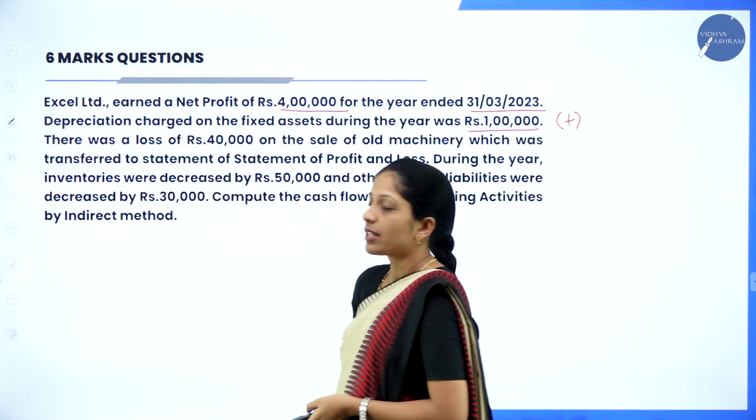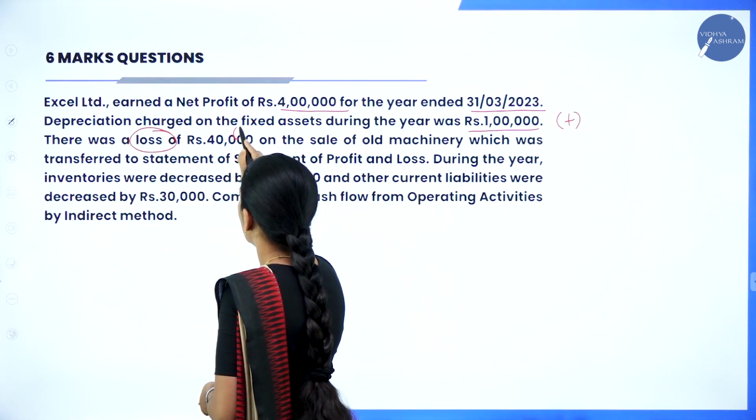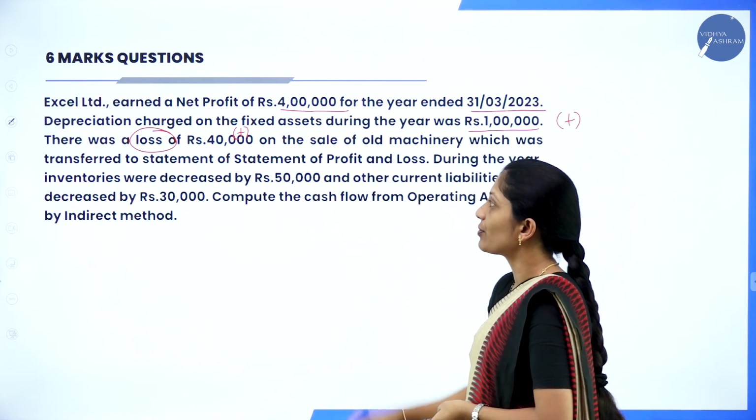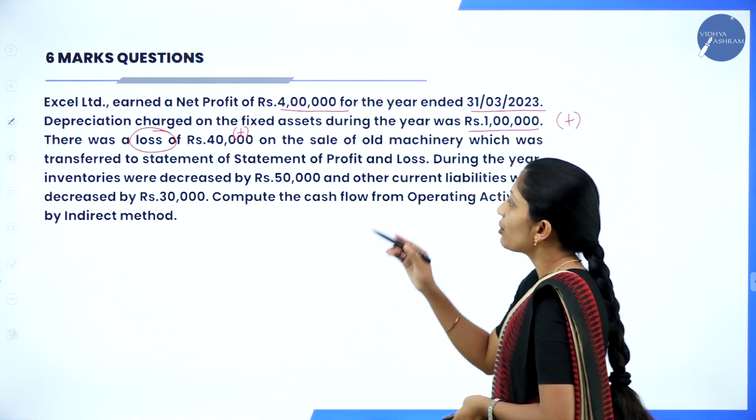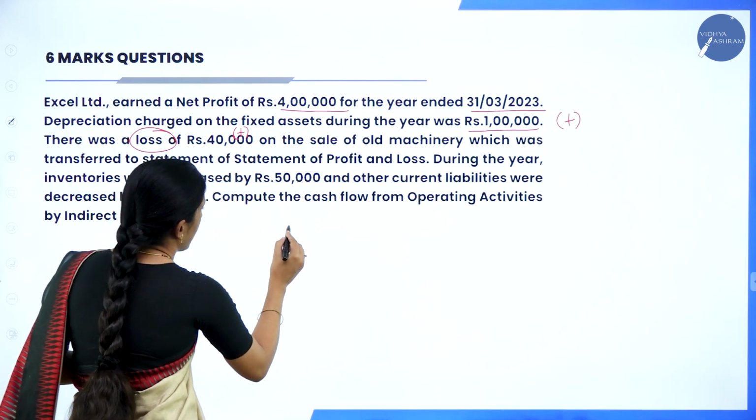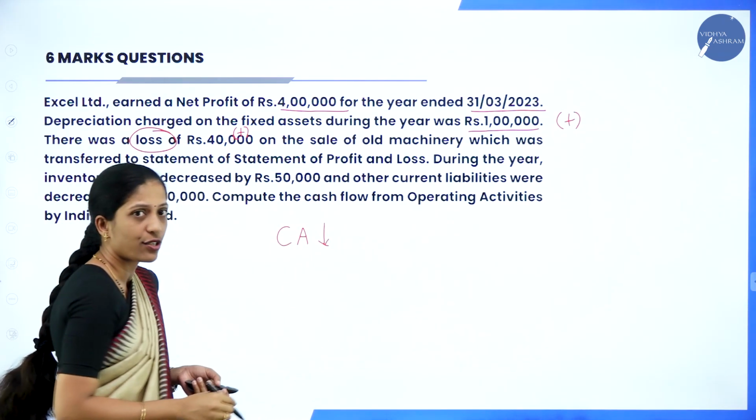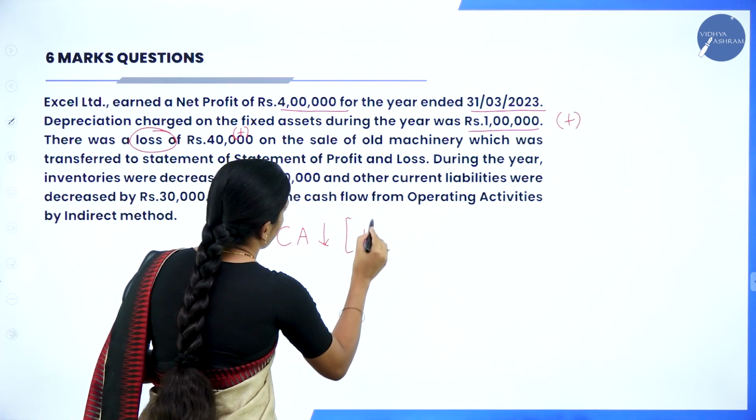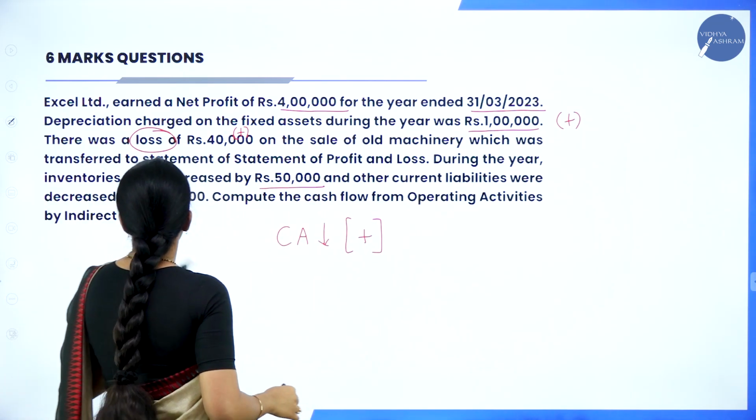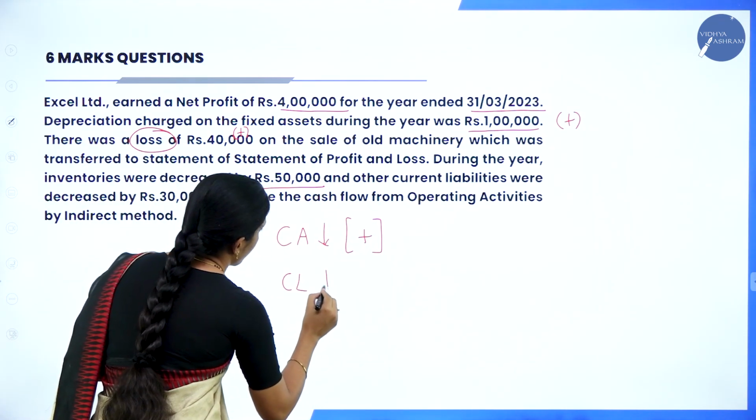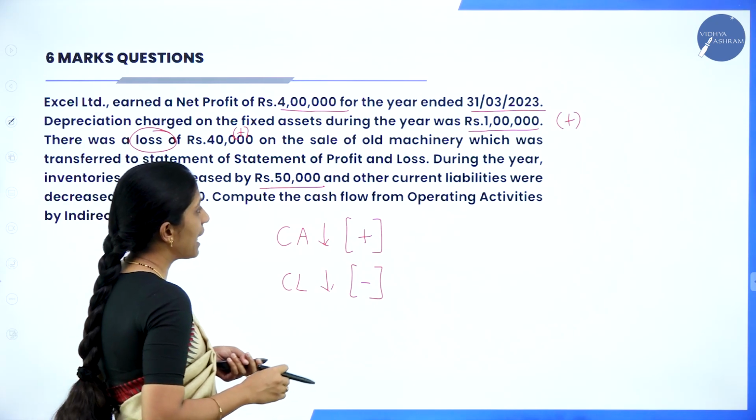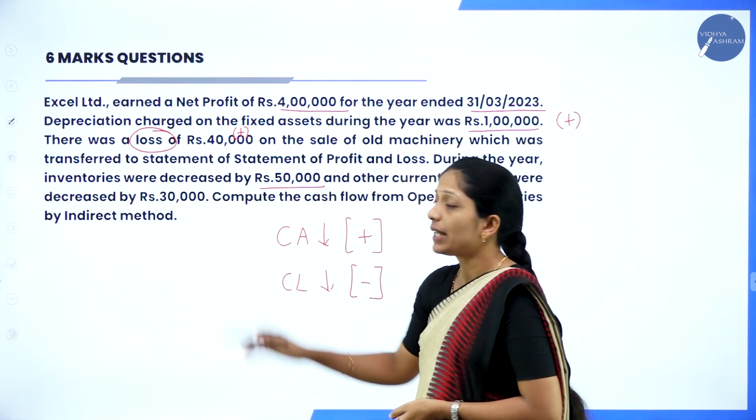Then there was a loss. So, loss you will minus, but here you have to do plus. So, you have to add here the loss on the sale of old machinery which was transferred to statement of profit and loss. During the year, inventories were decreased. So, inventories is a current asset. So, decrease in current asset. So, what you have to do? You have to add. Decrease in current asset, that is 50,000, and current liability was decreased. Current liability is also decreased. So, here what you have to do? Minus rupees 30,000. Compute cash flow from operating activities by indirect method.